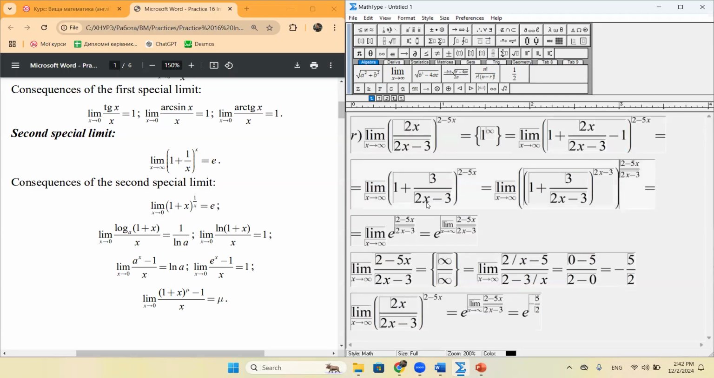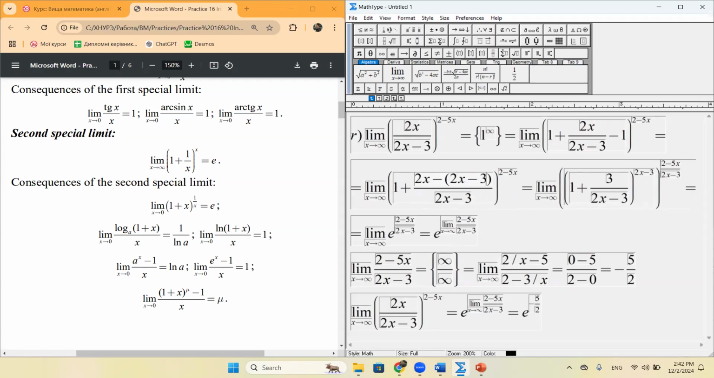Okay, yes. So I subtracted 1 from this fraction. So basically it equals, so 2x minus 2x minus 3. So just some arithmetic transforms. So have I answered your question? Yes. More questions about this task?